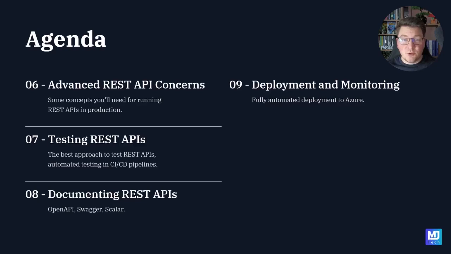In Chapter 9, we're going to cover deploying and monitoring our REST API, and I'll show you how to implement a fully automated deployment pipeline into Azure. We're going to deploy our client application, we're going to deploy our database and our REST API and connect everything together in a production deployment.